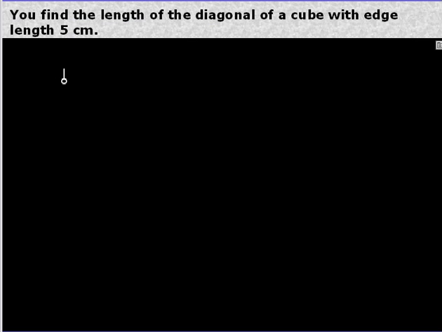We're doing this one too. This is a check it out. Oh, here's your check it out. Find the length of the diagonal of a cube with edge length 5 centimeters. So remember, it's a cube, so all sides are the same length. Keep that in mind.